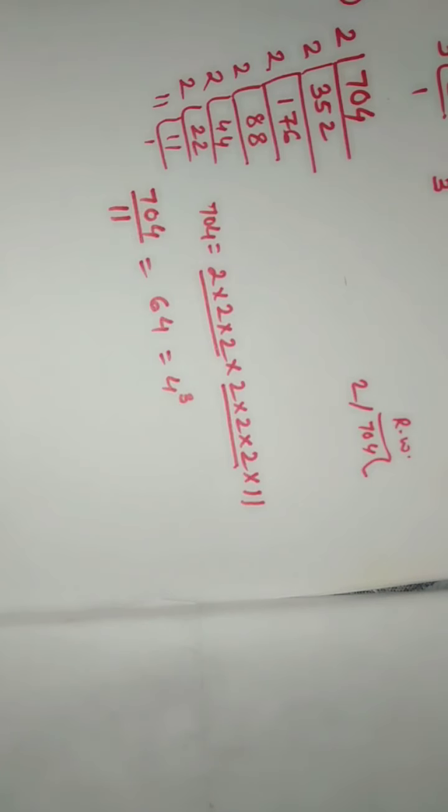So that is how you have to first find out the factors by the prime factorization method, and whatever factor is left over, with that you have to divide.